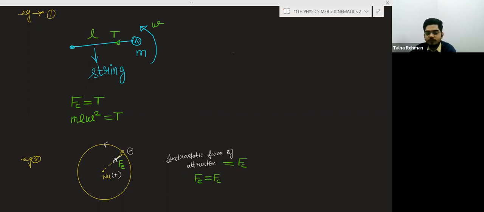When a body is moving in a circular path, basically what is happening? The velocity direction changes, so the velocity changes. If the velocity changes, there will be acceleration, and that acceleration is centripetal acceleration. Due to that centripetal acceleration, there will be the centripetal force. In this way also you can explain. And that centripetal force is provided by some other force.